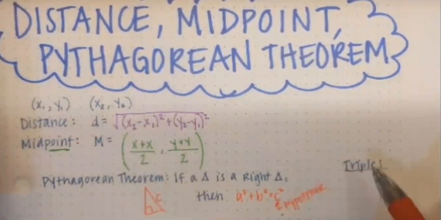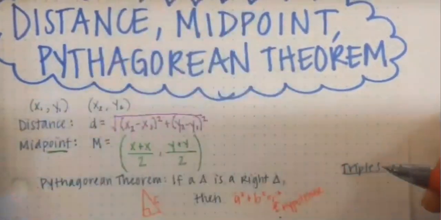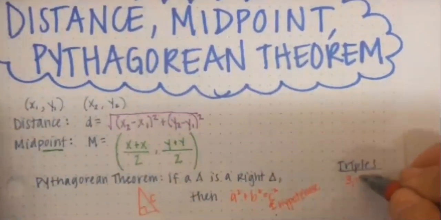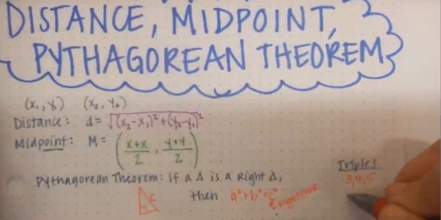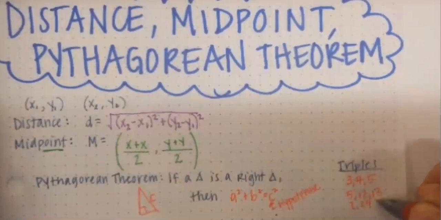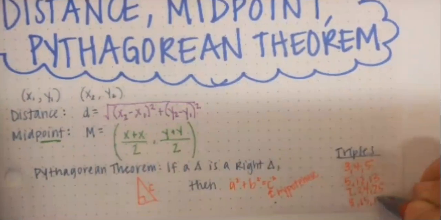Right? We also have what we call Pythagorean triples, which if you recognize these now or when you're doing a problem, you might not have to do the whole Pythagorean theorem, because once you recognize a triple, you can just fill in the rest. So our common triples, we've got 3, 4, 5. All right, 5, 12, 13. 7, 24, 25. And 8, 15, 17.